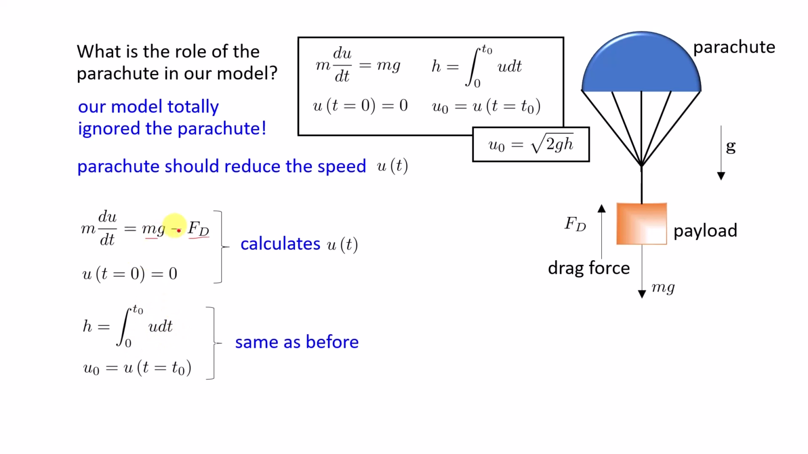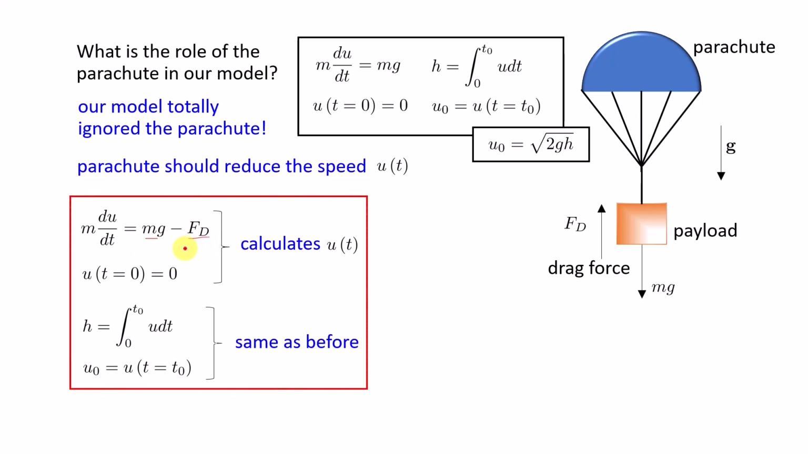U will calculate from this ODE. Once we get the T naught, we can calculate U naught, that is U at T equals T naught. So this part is same as before. The initial condition is same as before. Only difference is that in the differential equation, we brought an additional term Fd, that is the drag force. So now this is our new model.